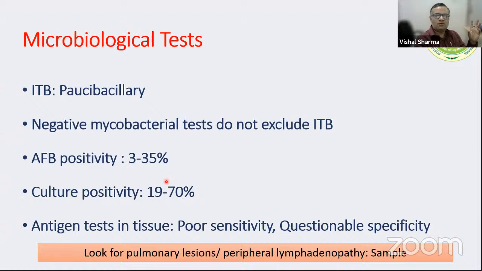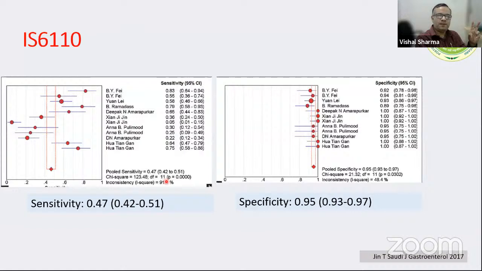But you should also sample other areas. I mean, if there are things in the chest, get a sputum test, right? The lymph node in the periphery, get that sampled. What about the PCR? Now, for PCR, there could be multiple probes which could be used, and typically it is IS6110. It has a sensitivity of around 45-46% and a specificity of 95%. So again, less than half of the patients.